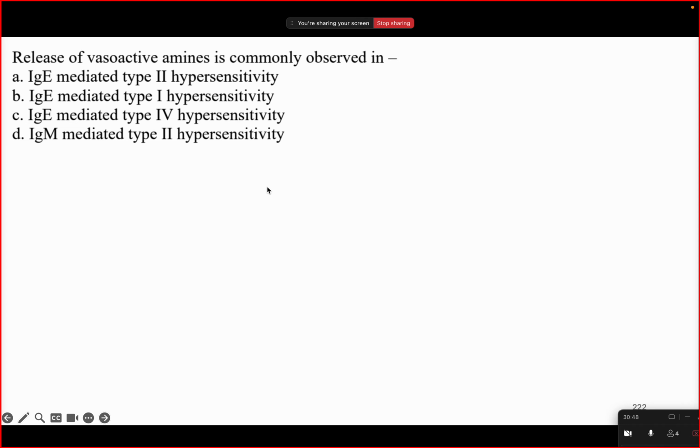Release of vasoactive amines is commonly observed in IgE mediated type 2 hypersensitivity, IgE mediated type 1 hypersensitivity, IgE mediated type 4 hypersensitivity, or IgM mediated type 2 hypersensitivity. So you guys have 20 seconds to put your answer in the chat box.